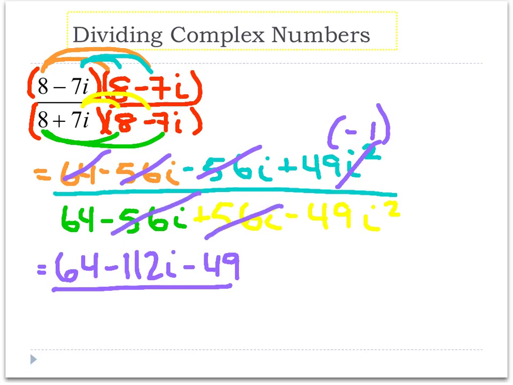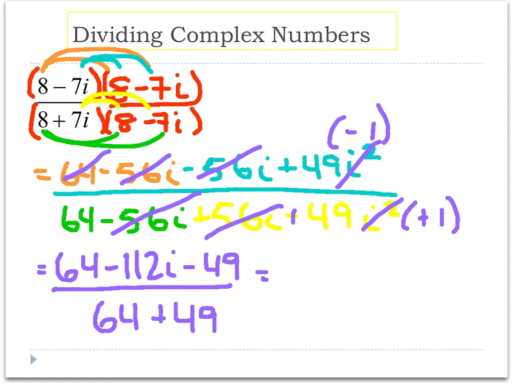On the bottom, these completely cancel each other out. That's the whole point of the conjugate, okay? If that doesn't happen, something went wrong, okay? This guy will turn into negative 1, so that'll be positive 49. So on the bottom, I get 64 plus 49. The top will simplify to 64 minus 49, so I'm just combining like terms here. This guy and this guy, combining them, so I get 15. So 15 minus 112i divided by 64 plus 49, which is 113.